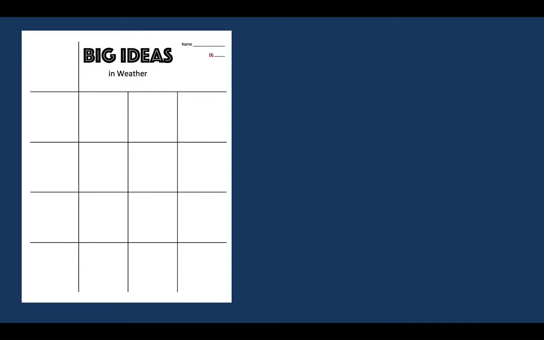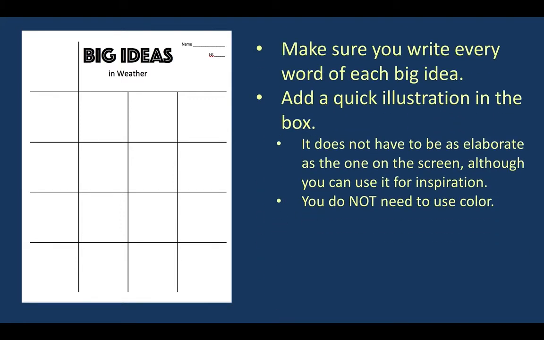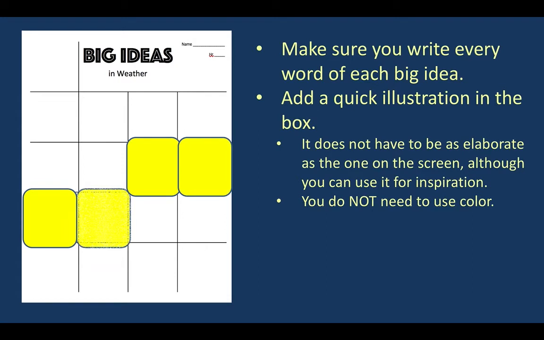All right, at this point, you should be entirely done with pages 14 and 15. Now we're going to add the water cycle to our big ideas. And so you're going to need your big ideas sheet. Here is a review of those instructions. You already know them, but there they are if you need to double check them. And we're going to use these 4 boxes today to add the 4 parts of the water cycle.